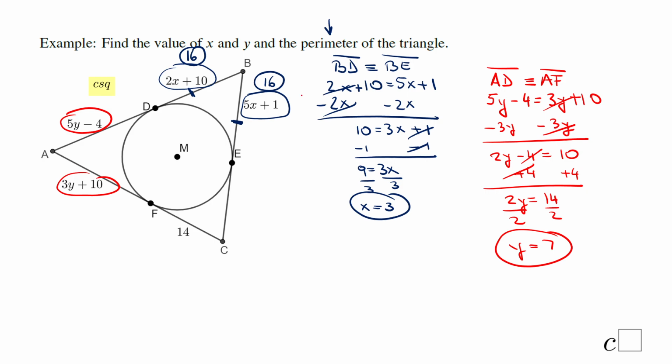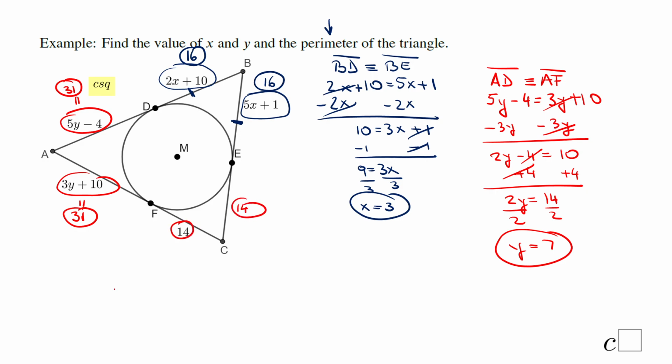So we have x, we have y, we need to find the perimeter. Again, very similar. I'm going to plug in here 7. 3 times 7, 21, plus 10, 31. And this one will be also 31. You can plug it in also to double check your work. 5 times 7, 35, minus 4, 31. And this is 14, so obviously this is 14.